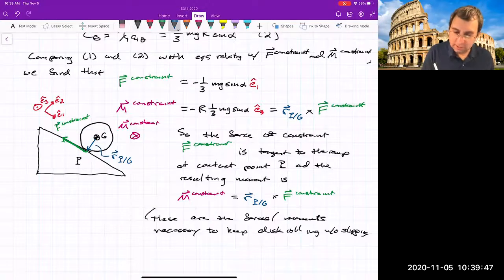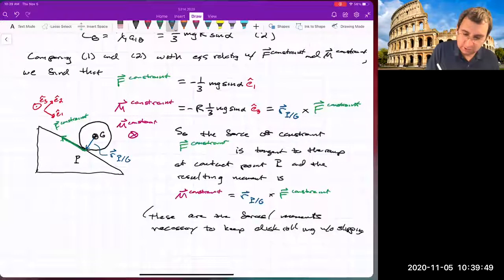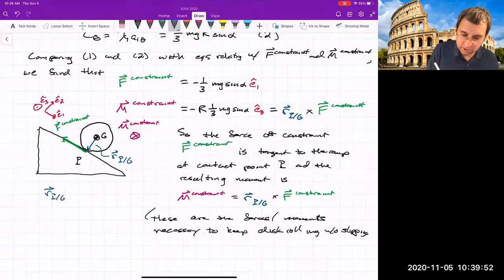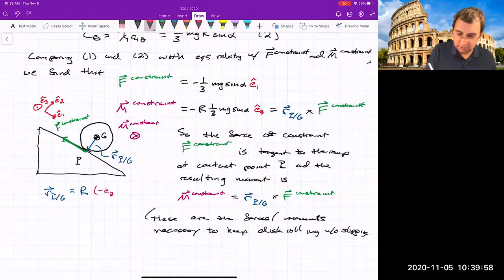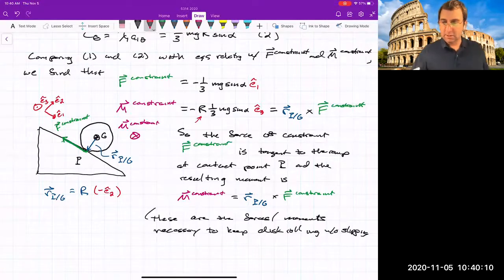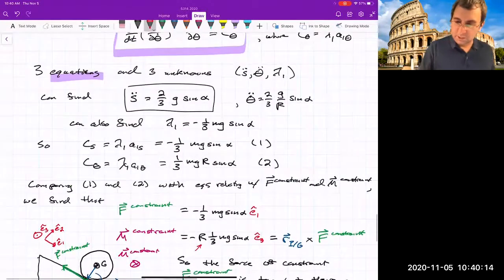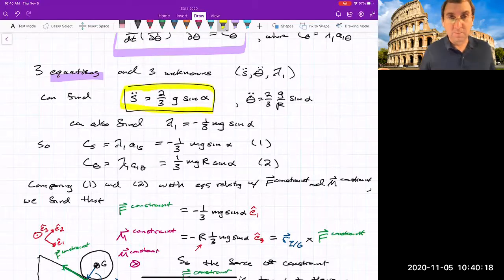I guess maybe I didn't say, hopefully it was clear to you what RPG is. I forgot to put this. RPG is R, but in the negative E2 direction. So that's why you pick up this R right there. Okay. For this, I assumed a disk, and for a disk, I got a certain acceleration up here, this yellow highlighted equation.